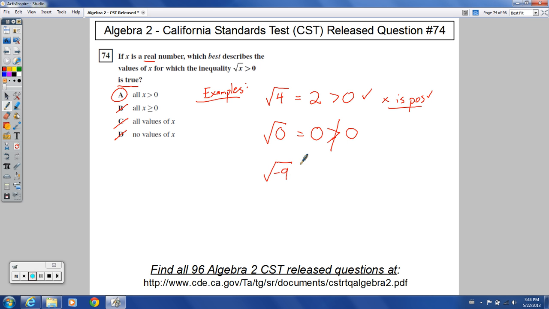If we tried a negative value, let's just see what happens. Then we're dealing with imaginary numbers, and we can't really say that an imaginary number is greater than 0. This could be written as the square root of negative 1 times the square root of 9, which would be 3 times i, but is 3i greater than 0? Is that a true statement? We can't really compare the two numbers because this is a complex or imaginary number compared to a real number. So I would say it's not even a valid comparison. No, we can't say that. Just another example to check out, to verify that number 74 is in fact choice A.